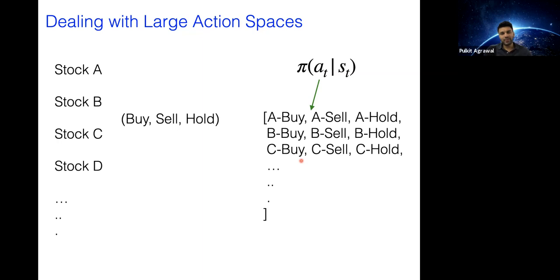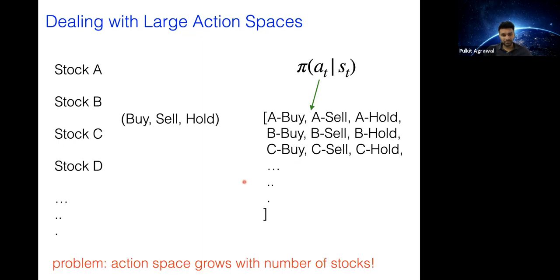Now, why is that problematic? Because exploration is going to be very hard. Because now I'll have to try all of these actions to figure out which is a good action. So my exploration will become a big problem, which will inevitably lead to suboptimal or poor performance.